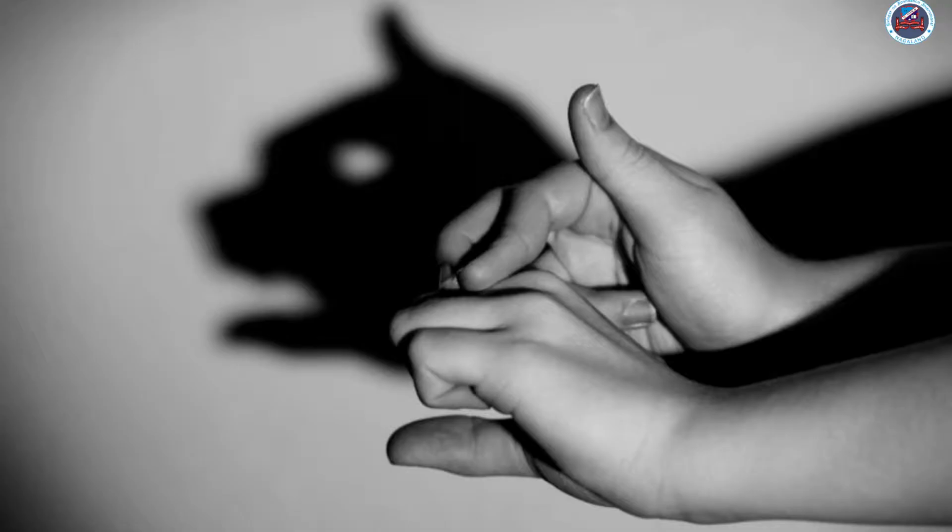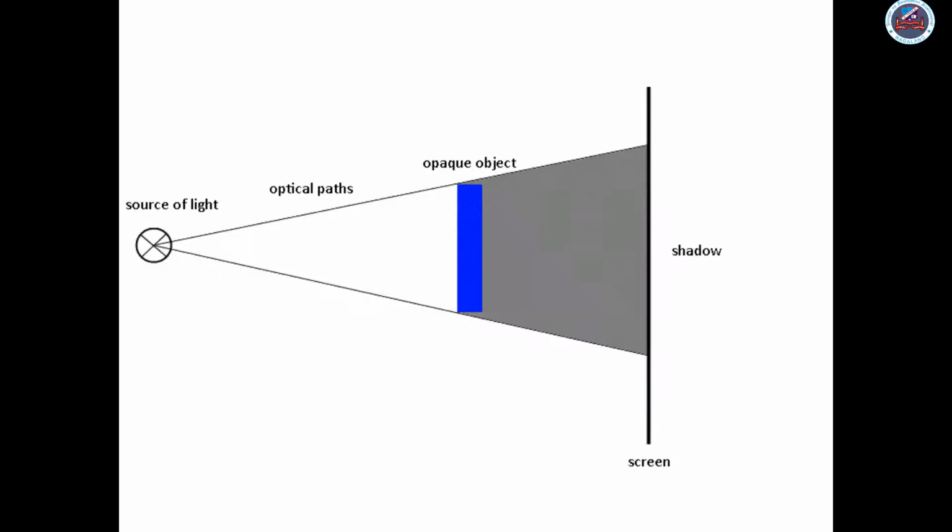Now, we have understood how shadows are formed. Since our body is a solid object, it does not allow light to pass through. Hence, the area behind our body will be darker than the area receiving light.